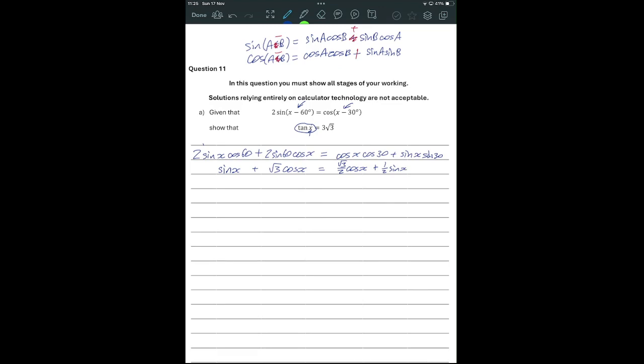If we're aiming for tan, well, tan is sine over cos. Let's bring all the sines to the same side. If I subtract half sine x, and let's subtract root 3 cos x from both sides as well. Now I've moved that term that way. Oh, this is giving me a negative, is it not? Oh, because I haven't changed this sign, did I?